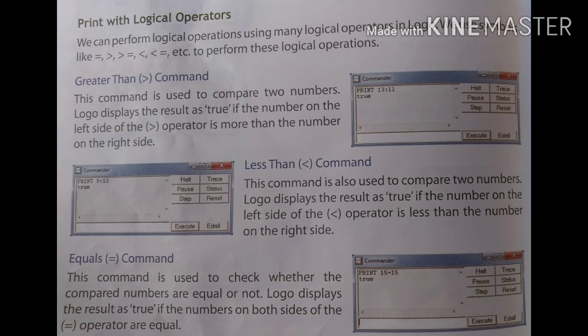Next one, print with logical operators. We can perform logical operations using many logical operators in Logo. We use symbols like equal to, greater than, less than, etc. to perform these logical operations. First one, greater than command. This command is used to compare two numbers. Logo displays the result as true if the number on the left side of the operator is more than the number on the right side.